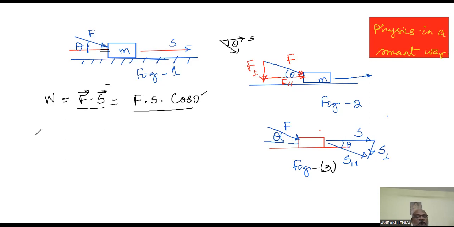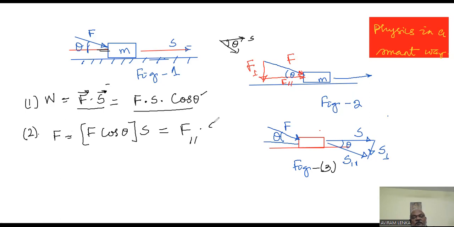That is number one way. A student also can see it like this. He or she can say work equals Fs cos theta. He or she can say that is F cos theta into S, and in place of F cos theta, he is writing F parallel. These two lines represent parallel: F parallel into S.